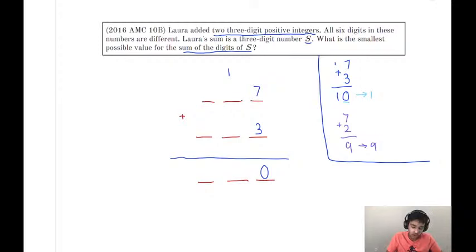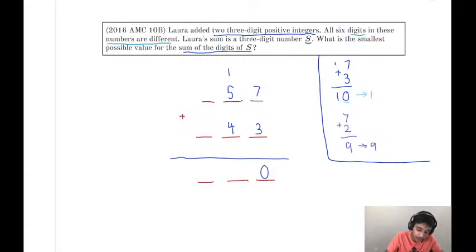Because now we already have a 1 carry, so we want 2 numbers that will sum to 9. Because then we have 9 plus 1, which will be 10. And then from a 10, we just carry a 1. So it's best to put 5 and 4 here. And make sure to remember that all the digits in the numbers are different.